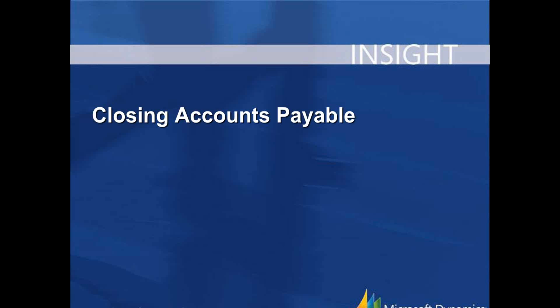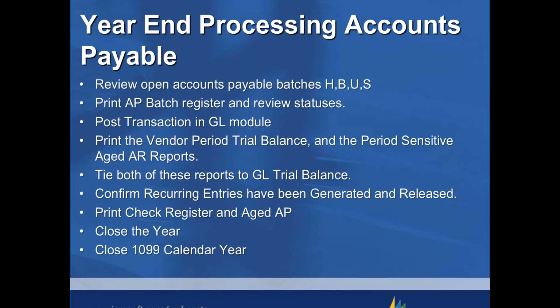Up next, accounts payable. Similar to accounts receivable, you want to review open accounts payable batches, looking again for hold, balance, unposted, or suspended batches. The best way to do that is with the AP batch register, and resolve any of those.